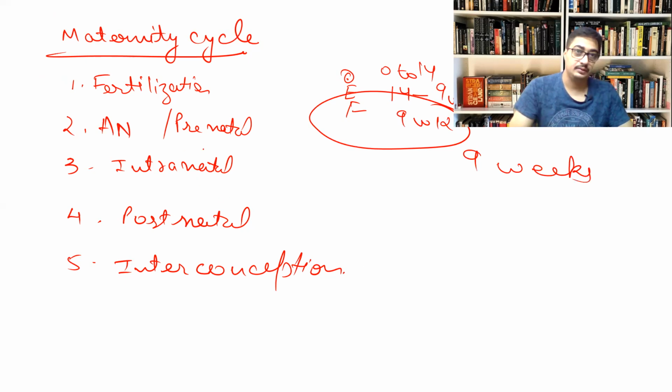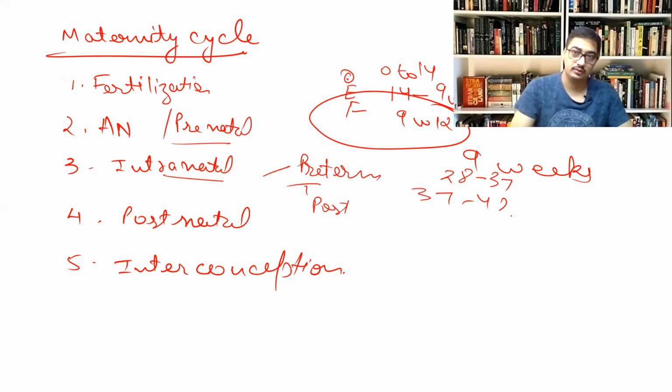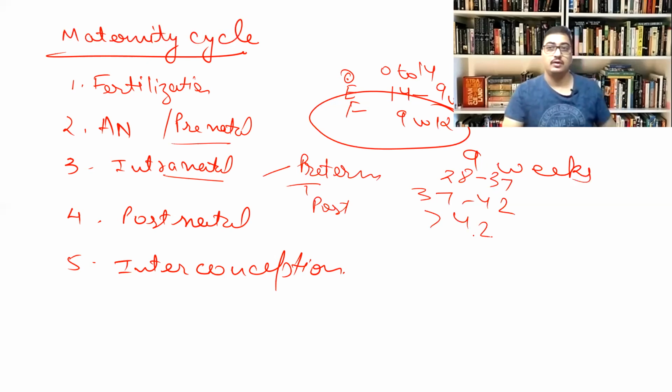Now, antenatal, intranatal. So at this point we have preterm, term, and postterm. So preterm would be 28 to 37 weeks. Then term would be 37 to 42 weeks, and more than 42 weeks would be postterm. Postnatal period is after the birth of the baby.